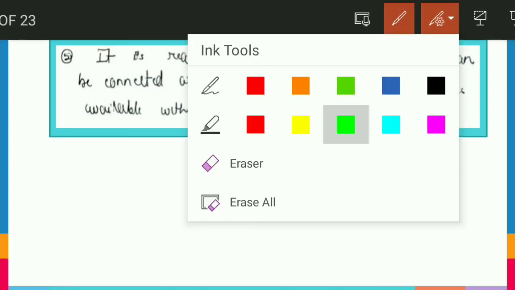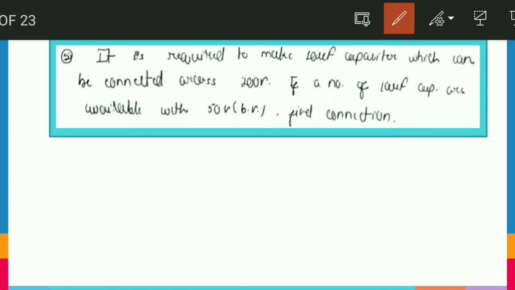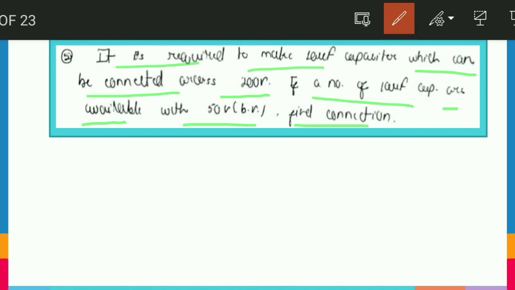Yes friends, let's see this question, a little bit interesting one. It says it is required to make a 10 microfarad capacitor, which can be connected across a 200 volt battery supply, if a number of 10 microfarad capacitors are available with 50 volt BV, where BV is breakdown voltage. Then we have to find the connection.